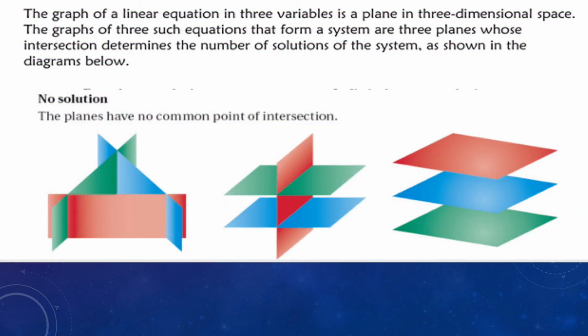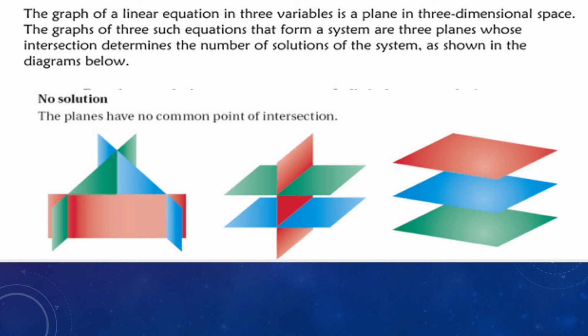This has no solution at all. You can see here in the first diagram, the blue and green only intersect at a line, red and green also intersect at a line, and red and blue intersect at a line, but the three lines are not intersecting each other, so there is no solution, meaning there is no intersection between the three planes.